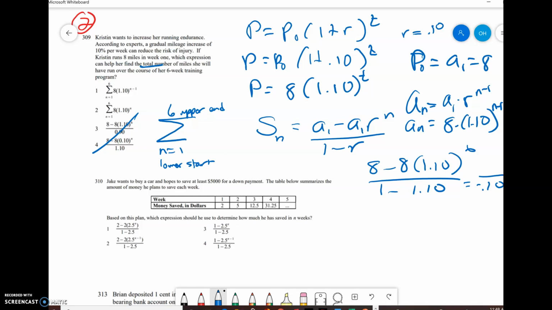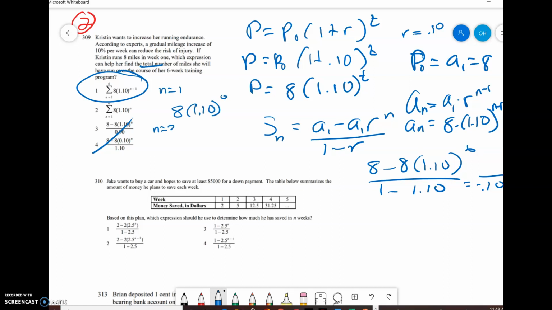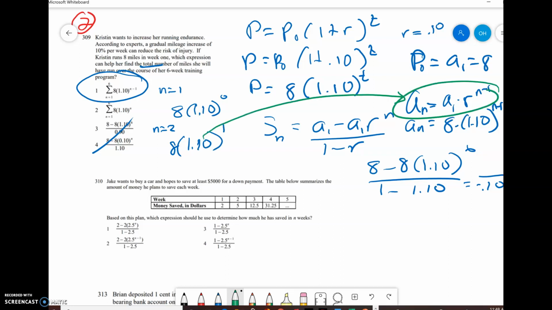And remember, to generate all the terms of the sequence, if you plug in 1 and you plug in 2, that should generate how much she runs each week on any given week. And this is the one that will work, because if I plug in n equals 1, I would have 8 times 1.1 to the 0. But if I let n equal 2, it's 8 times 1.10 to the first, which is exactly what happens when you use that formula. Okay, so let's move on.